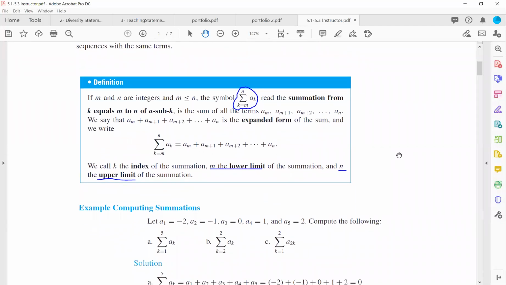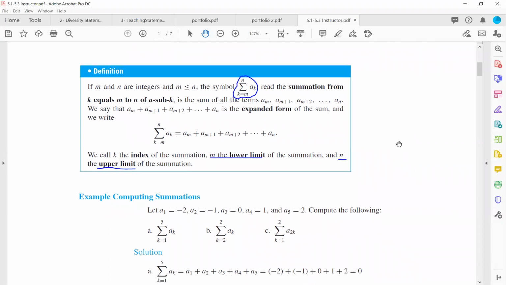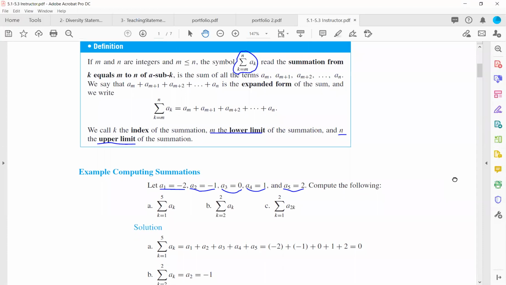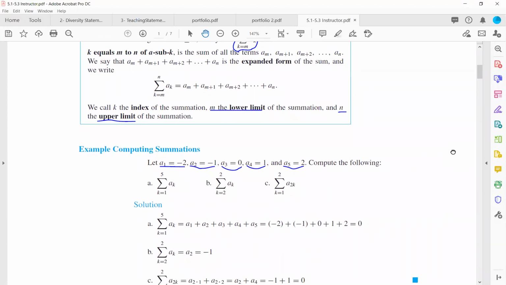You've seen series before. We can just evaluate series or summations by plugging in values. Suppose a sub 1, the first term of a series, is given as negative 2. The second term, negative 1, the third term, 0, the fourth term, 1, and the fifth term is 2. Then the question says calculate each of these summations.